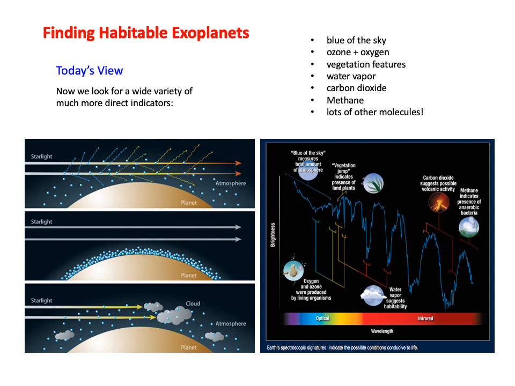So, what are the kinds of things that people put in their models? They put in basically the scattering properties of the light. That's what we're calling the blue of the sky. They'll put ozone in, they'll put oxygen in, they'll look to see if there are any features that have to do with vegetation, with water vapor, with carbon dioxide and methane, and of course, lots of other molecules like titanium, sodium, oxides, nitrous oxides, and things like that.